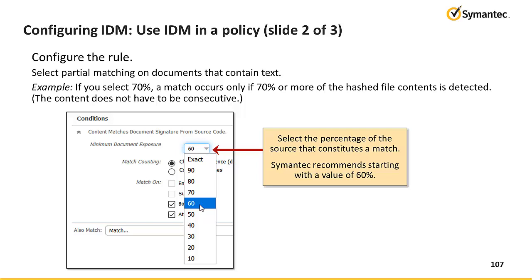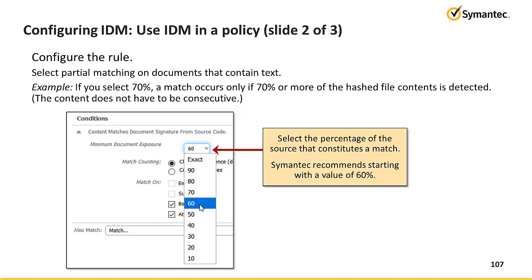Next, give the rule a name and select a default severity level. From the Minimum Document Exposure dropdown, select a value to indicate how the condition should match against the index. You could select either an exact match or a partial match ranging from 10% to 90%.